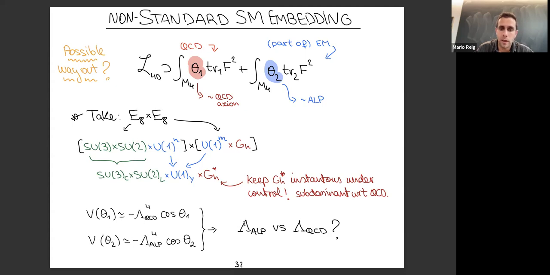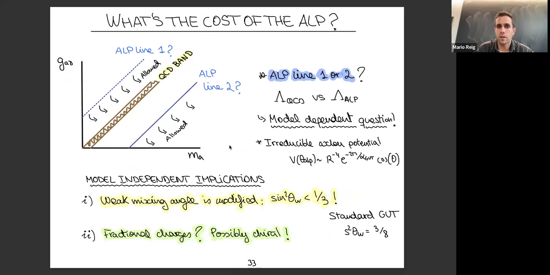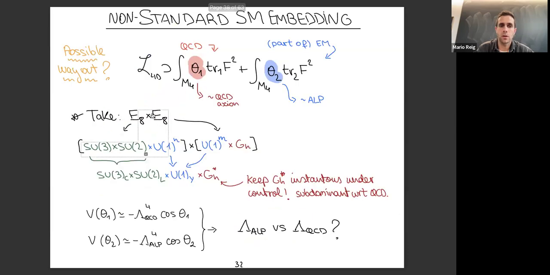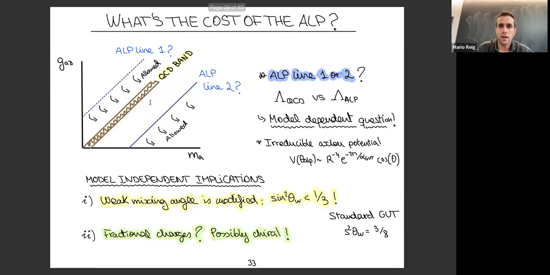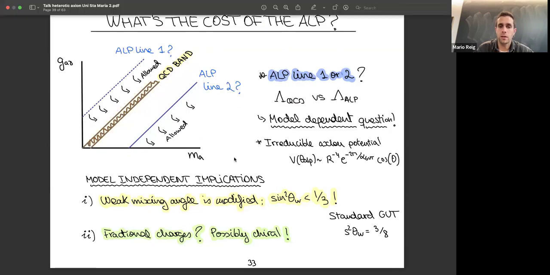Okay, the question now is, how is lambda ALP compared to lambda QCD. So it's a model-dependent question to know if the ALP line is to the right or to the left of the QCD band. It's model-dependent because it depends on which instantons we have in the second E8, for instance. Now, there are model-independent implications of this non-standard embedding.